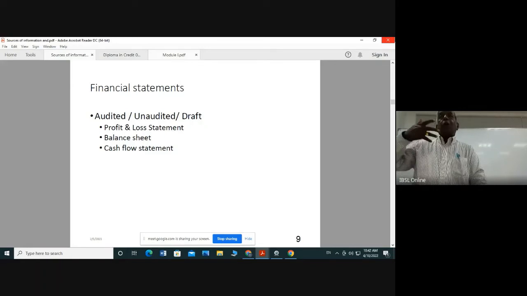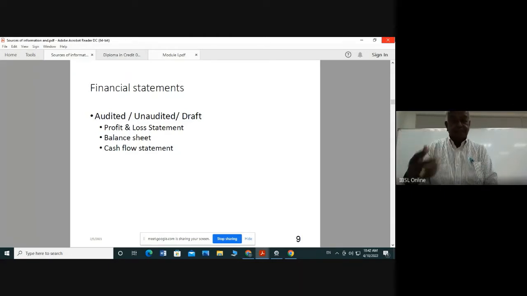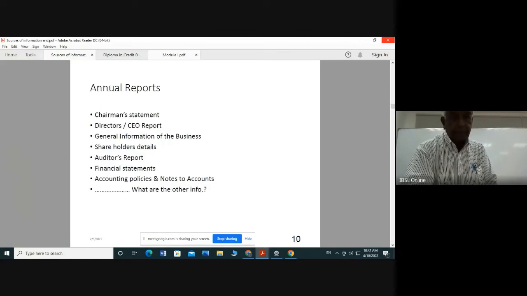From here, you will obtain information. We are discussing sources of information. Then the annual reports of the company. In the case of private companies, they prepare financial statements. In the case of public companies, they have to prepare annual reports, so in the annual reports also you can collect information about those public companies.